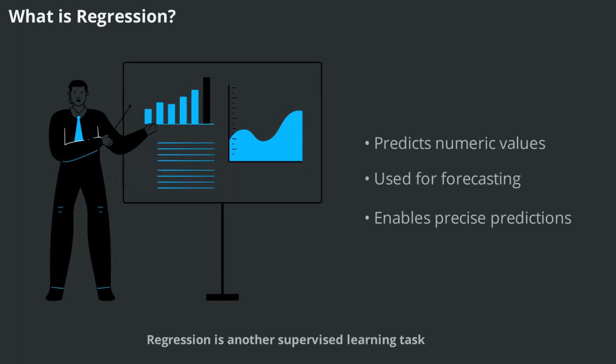Regression is another supervised learning task, but instead of predicting categories, it predicts continuous numeric values. For example, you might use regression to forecast the exact price of a stock tomorrow, estimate the temperature, or predict how many views a YouTube video will get. Regression helps us make precise, data-driven predictions in a wide range of fields.